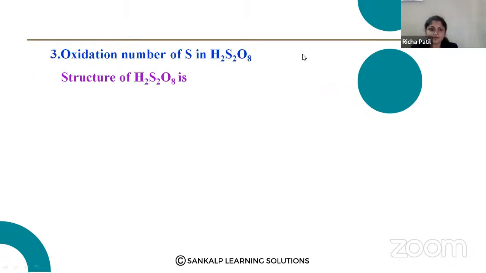Here you have to find the oxidation number of S in H2S2O8. So H, and S. How many S are present?